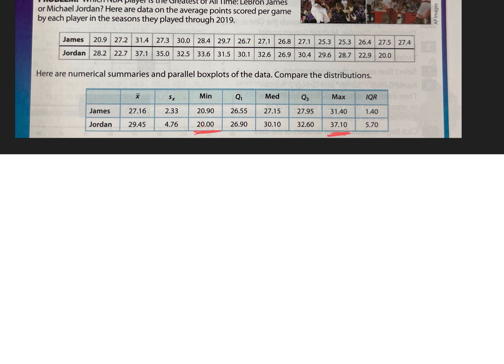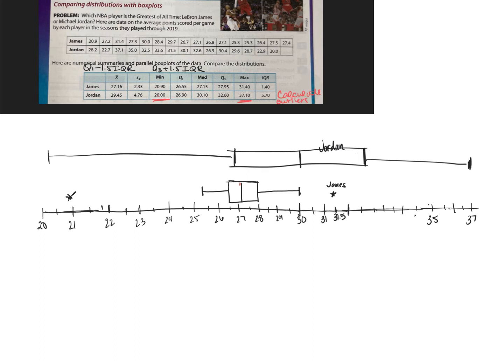We will need to recalculate. You'll need to calculate outliers for Michael Jordan. Actually, let's be smart about this. Yeah, don't worry about it. I mean, we calculated the fences. Okay, so let's talk about the fences and outliers. I had to extend the number line to 37 because Jordan's max is 37.1.